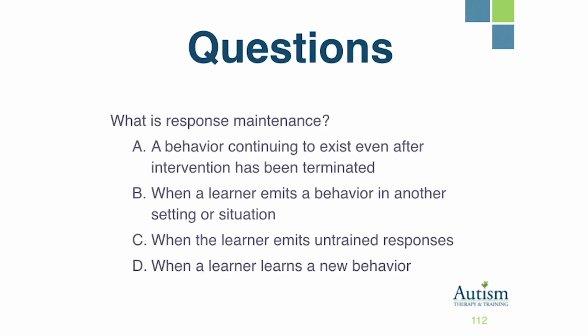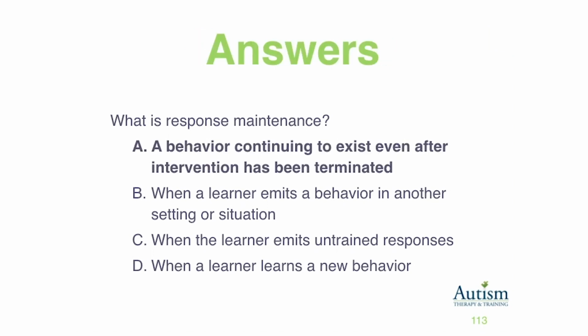What is response maintenance? A. A behavior continuing to exist even after intervention has been terminated. B. When a learner emits a behavior in another setting or situation. C. When the learner emits untrained responses. D. When a learner learns a new behavior. And the correct response is A, a behavior continuing to exist even after intervention has been terminated.